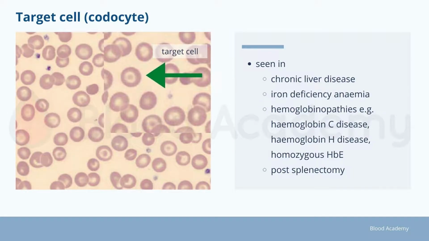A target cell is characterized by a central round-stained area with a peripheral rim of cytoplasm. It is also referred to as a codocyte. It is seen in chronic liver disease, iron deficiency anemia, hemoglobinopathies such as hemoglobin C disease, hemoglobin H disease, and homozygous HbE, as well as the post-splenectomy state.